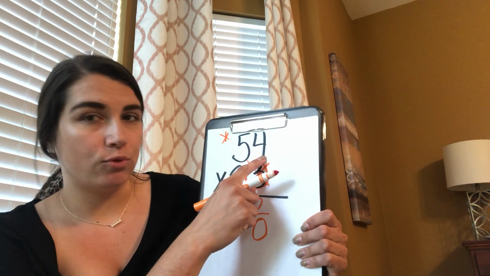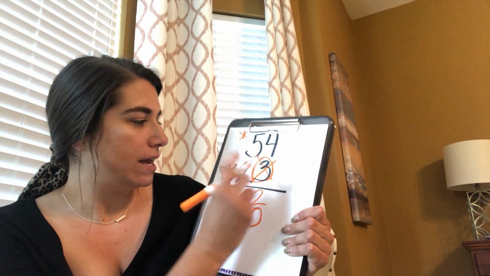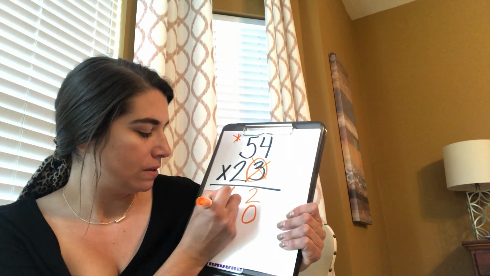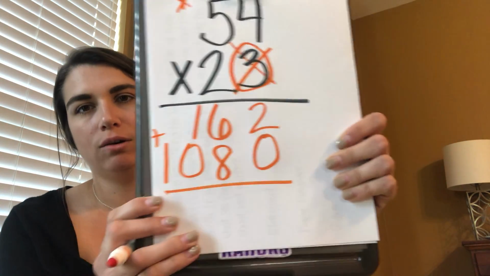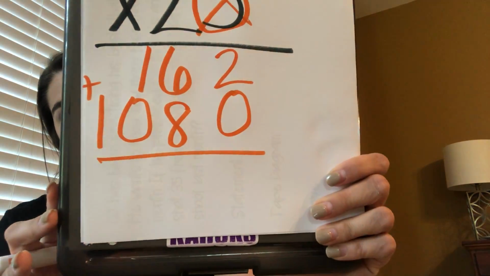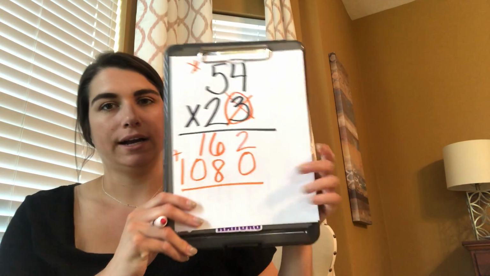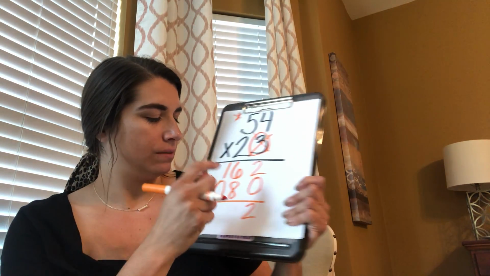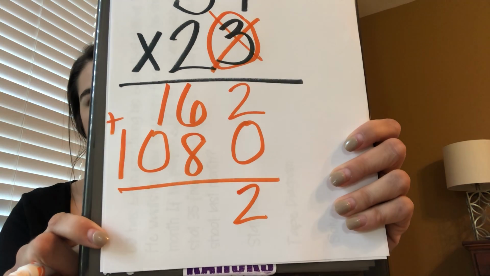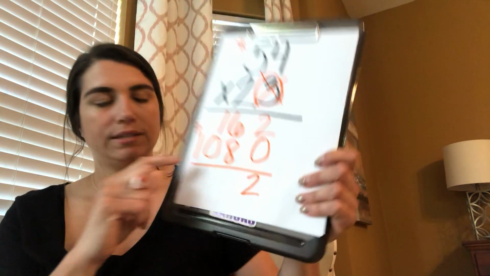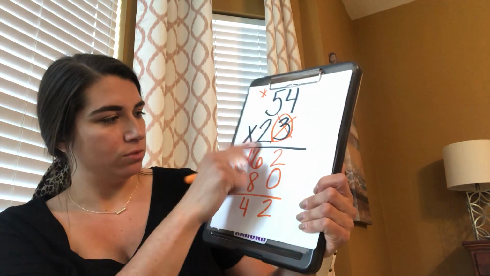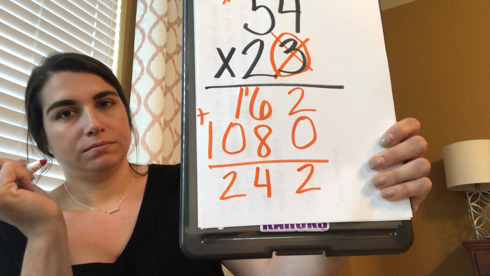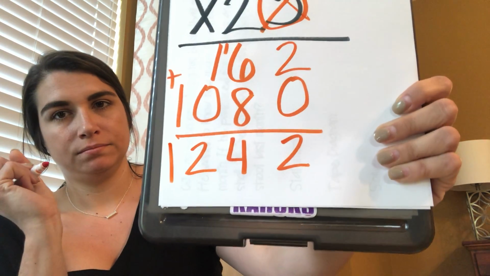Now I take 2 times 4, which is 8, and 2 times 5, which is 10, and I'm going to go ahead and add those together. So if you did not get 162 plus 1,080, go ahead and write that down and solve. All right, so 2 plus 0 is 2. 6 plus 8 is 14. 1 plus 1 is 2. And then 1 plus 0 is 1. All right, there we go.